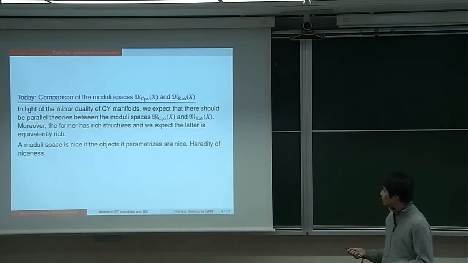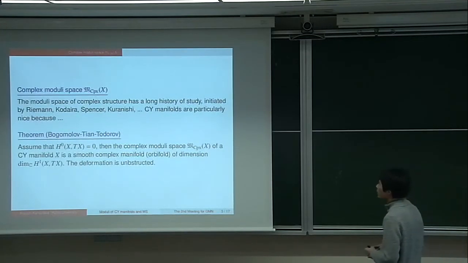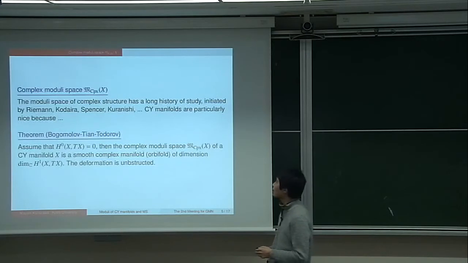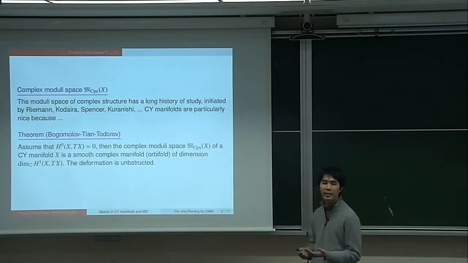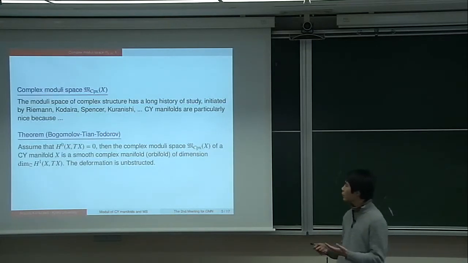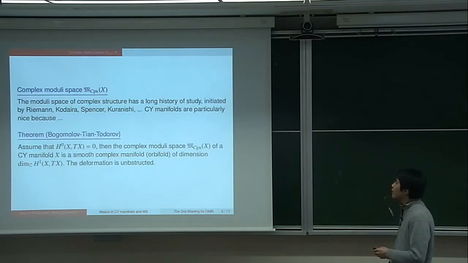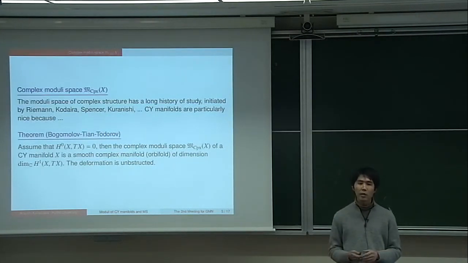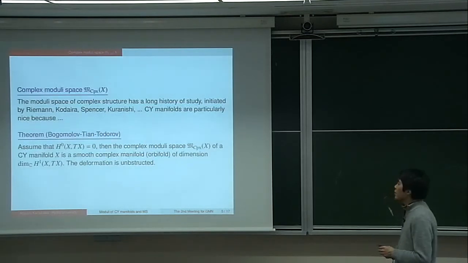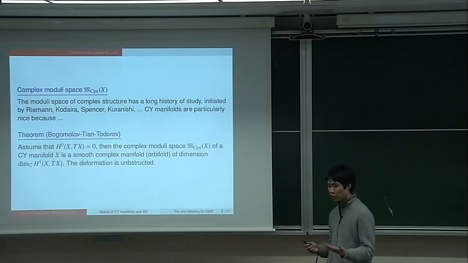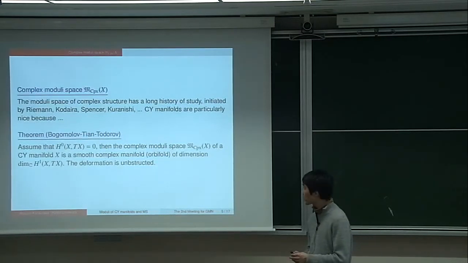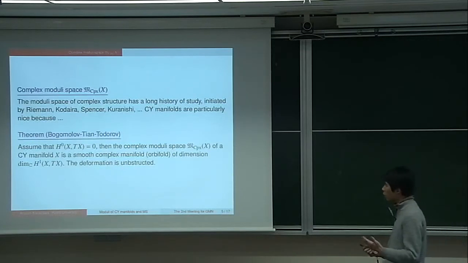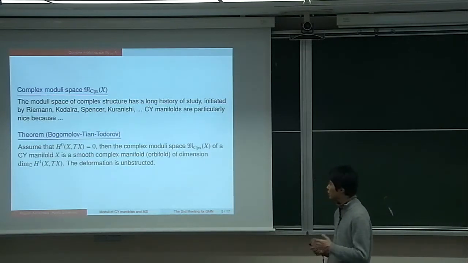I want to begin with some review of complex structure of the moduli space. So the moduli space of complex structure has a long history of study, initiated by Riemann, who first studied the moduli of Riemann surfaces, one-dimensional complex manifolds, and later Kodaira and Spencer, who studied the first deformation of complex manifolds in high dimension. And then Kuranishi, who showed the existence of the versal deformation space of complex manifolds.